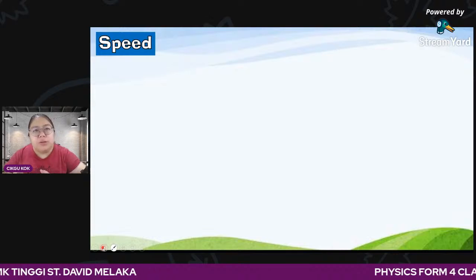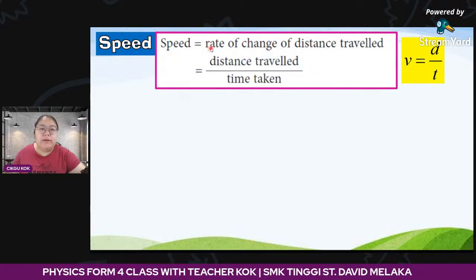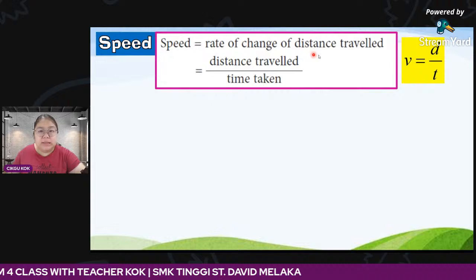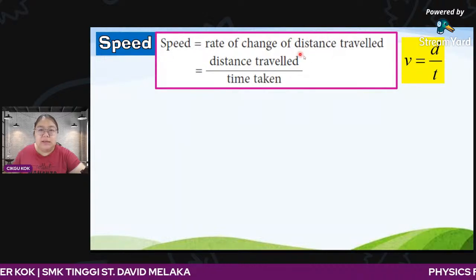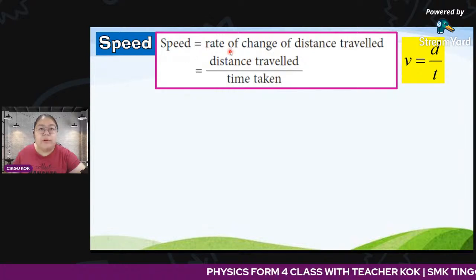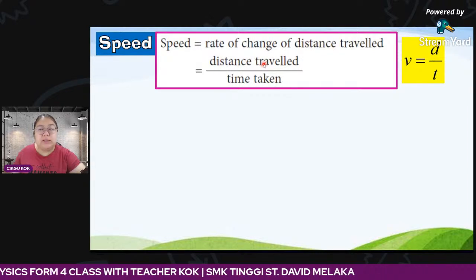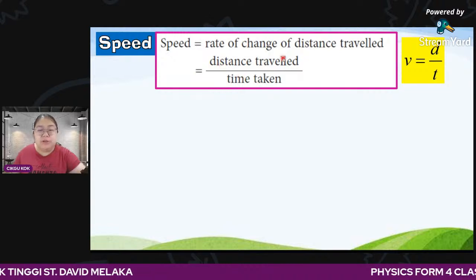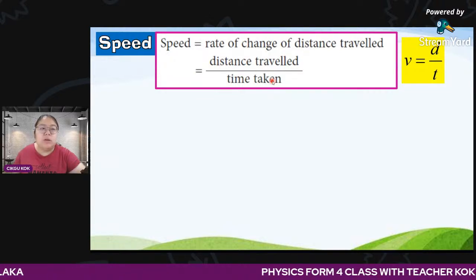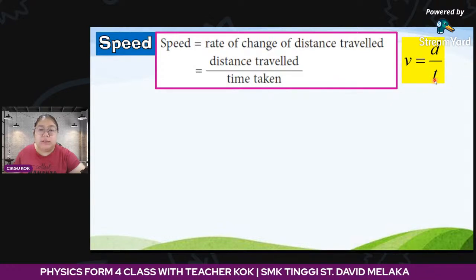Okay, then we introduce another type for linear motion: speed. Speed definition: rate of change of distance. Can you see distance? Distance is a scalar, so speed is surely a scalar. Rate of, so rate must be over the time. Change of distance, so distance is put above, then the time taken is below. That means the formula is distance traveled over the time taken. So this one is speed. So the formula is v equals distance over t, t is the time taken.